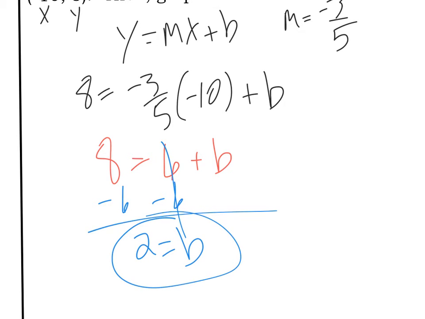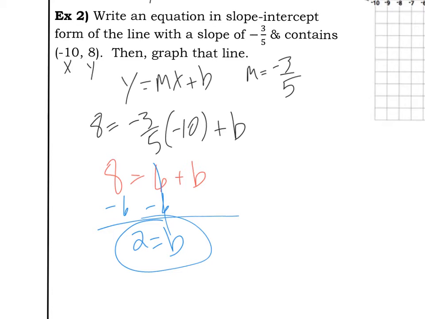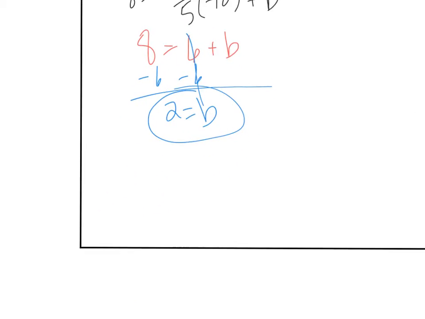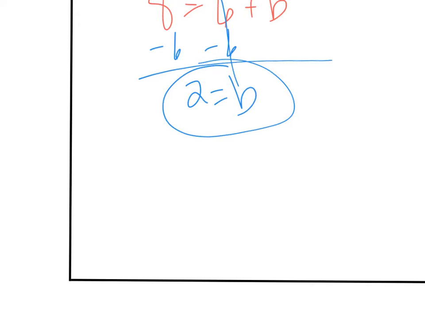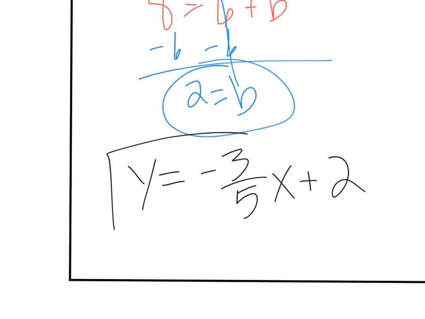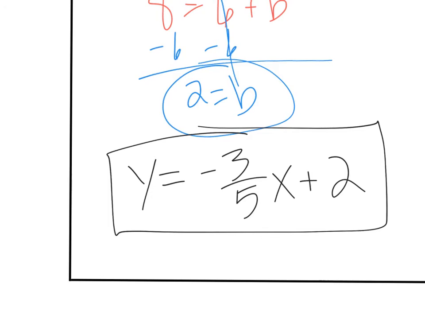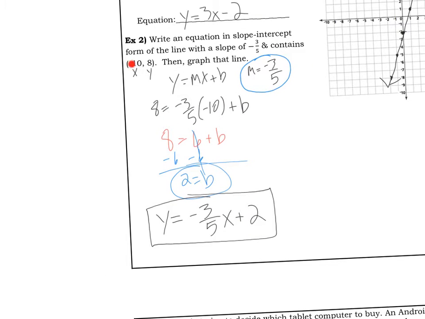Alright, so oftentimes I get kids that are confused. They think they're done at this point, but you need to write your equation. Your equation needs to be in slope-intercept form, and it needs to have your m and your b in it, and then the x and y just stay behind. So not the x and y values, the x and y letters. So the equation of your line is going to say y equals negative 3 over 5x plus 2. Okay, so this is the equation of the line that contains negative 10, 8.